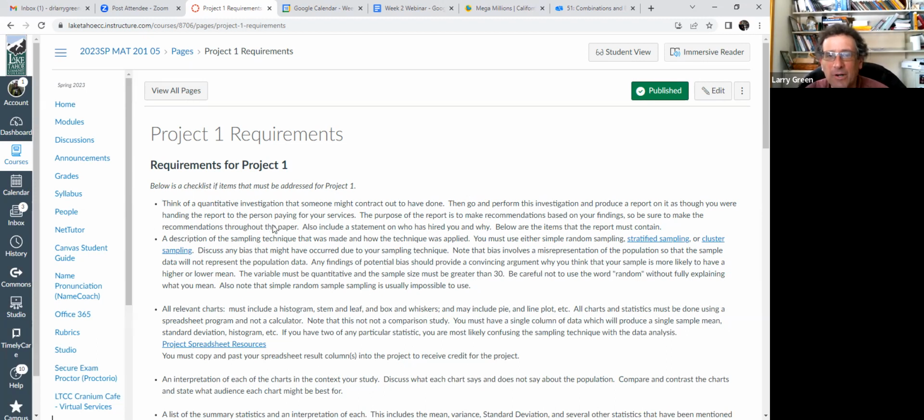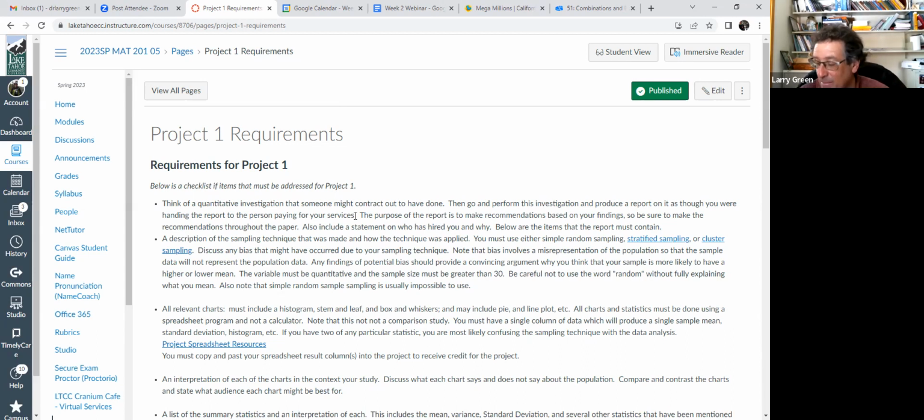I'm not going to read every word of it, but think of quantitative investigation. You're going to have to go and perform the investigation and produce a report, as though you were handing the report to the person paying for your services. In theory, in terms of paying, you don't really have to find someone to pay for you, but you have to do that in theory. Okay. So here's what I recommend in terms of the step-by-step procedure for the project.